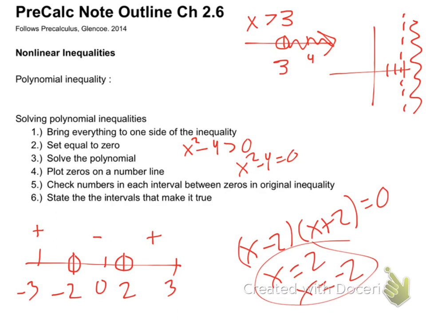That means this interval here on the far left is true. It's greater than 0. So I can shade that way. I can shade this way because, again, that is also making the inequality originally true. Notice that the middle is not true, so I cannot include that. So I've got to state the interval now.